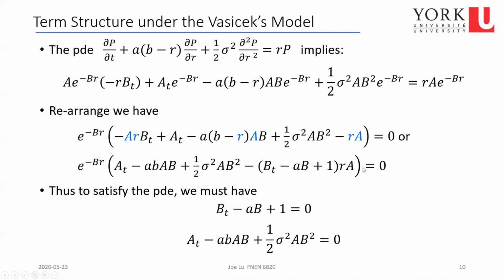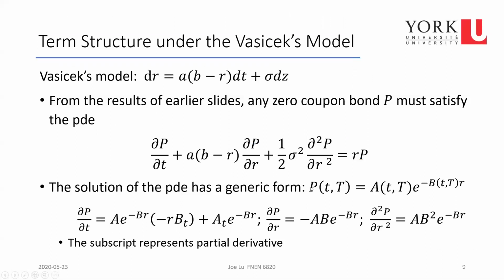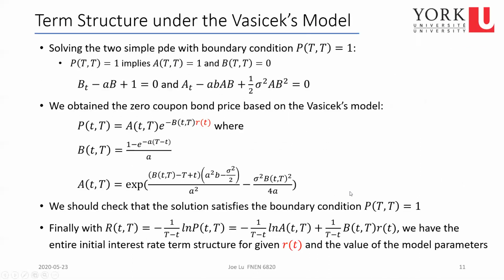Why? If you look back, if this is 1 at maturity, meaning when little t becomes big T, then this B must be 0, so that e to the power of this must be 1. And so A must also be 1. So A(T, T) must be 1, and B(T, T) must be 0 in order for this to become 1 at maturity.